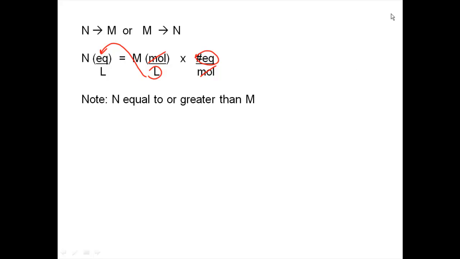Let's do a calculation. Let's try to convert 0.1 molarity potassium permanganate into normality.